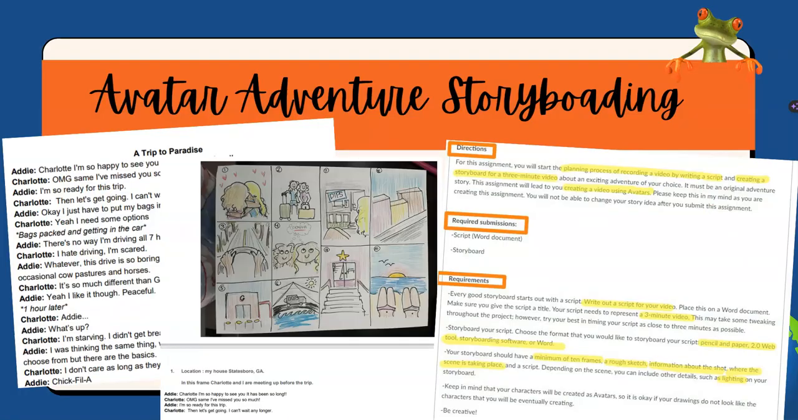Let's take a look at the first assignment, the Avatar Adventure Storyboard. For this assignment, you're going to start the planning process of recording a video by writing a script. You're also going to create a storyboard for a 3-minute video. So this storyboard is going to be about an exciting adventure of your choice. It must be an original story, so you cannot reuse a story that you've heard before.